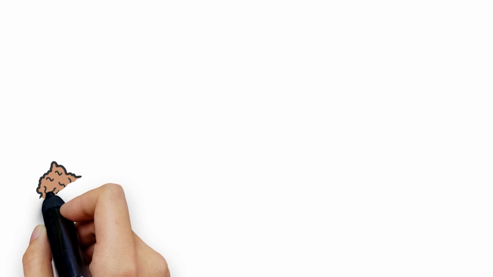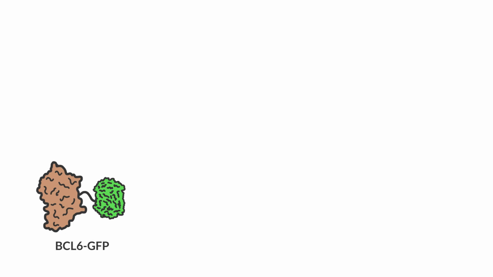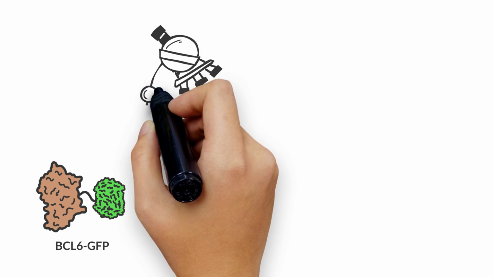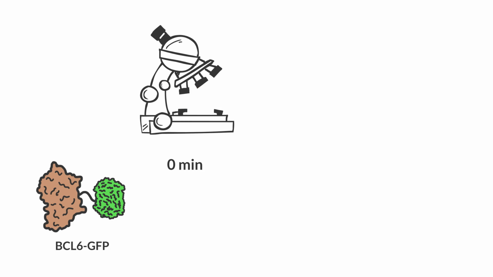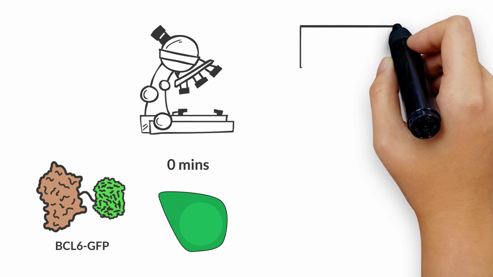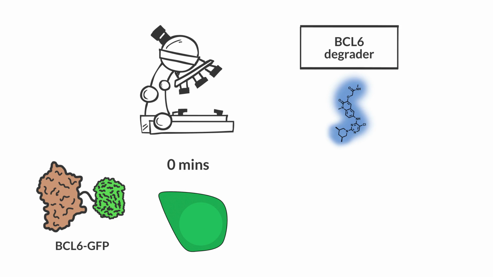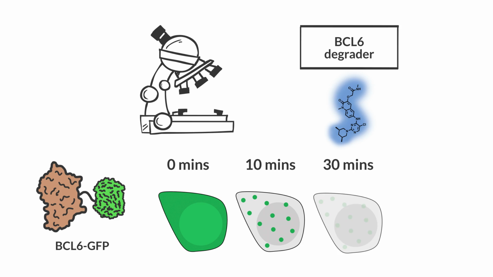To track what happens to BCL6 after treatment with the degrader, we fused BCL6 to a green fluorescent protein, or GFP, and observed the cells by live cell fluorescence microscopy. After the addition of BCL6 degrader, to our great surprise, we noticed the appearance of distinct BCL6 GFP-containing foci within minutes of degrader treatment, followed by their subsequent disappearance, presumably caused by protein degradation.